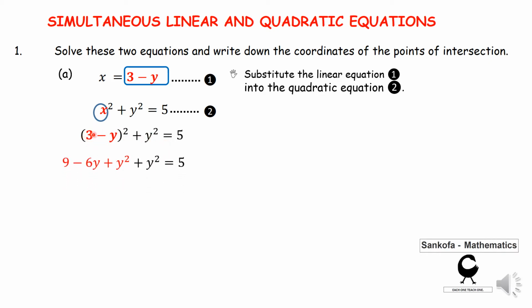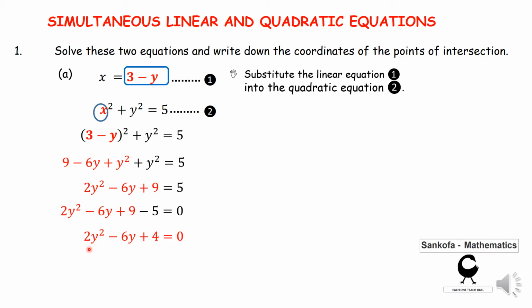So you're going to multiply the 3 minus y times 3 minus y. I hope you know how to do binomial expansion. So you get 9 minus 6y plus y squared. Add this y squared and it's going to give you 2y squared minus 6y plus 9 equals 5. All quadratic equations are supposed to equal 0, so you bring that 5 over and it becomes a minus, and then you have 2y squared minus 6y plus 4 equals 0.